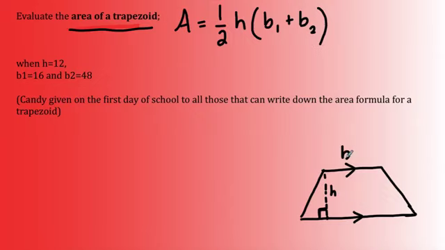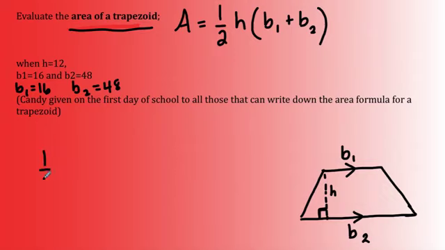And base 1 is the top, and base 2 is the bottom. And that 1 and 2 is actually a subscript. It's like lower than the letter. All right, it wants us to evaluate this formula for the area of a trapezoid. When h is 12, b subscript 1 is 16, and b subscript 2 is 48. All right, so we're going to do this.